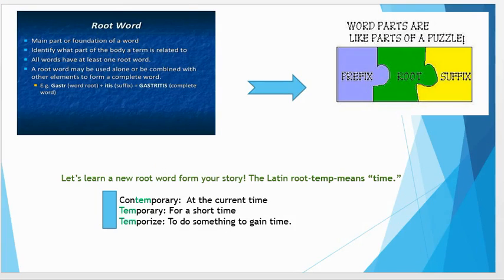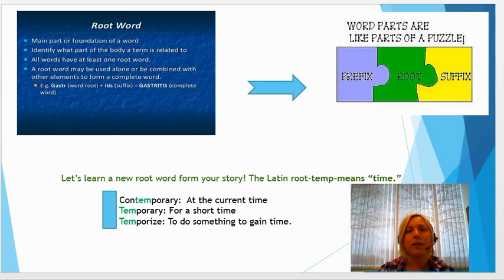All right, so why are root words important? Well, here's some reasons. They are the main part or foundation of a word. They identify what part of the body a term is related to. And all words have at least one root word, so they're very important. A root word may be used alone or be combined with other elements to form a complete word. Let's take a look at an example. Gastritis. Gast is the root word, and itis is the suffix. Blend them together, you get gastritis.